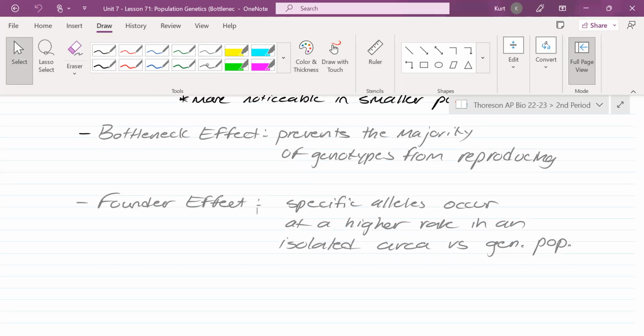If these people settle on a new island and they start a new population, whose genetics will be in future generations? The founders of this population. This is seen in Pennsylvania with the Amish.